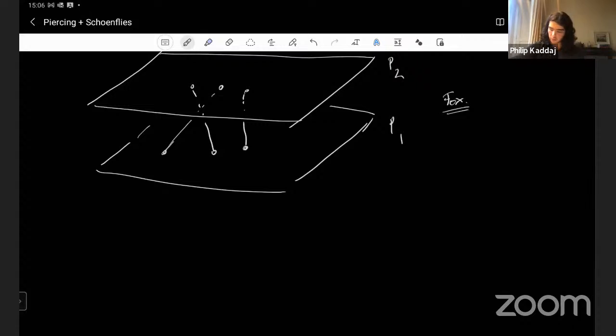And then Bing constructed an interesting example.